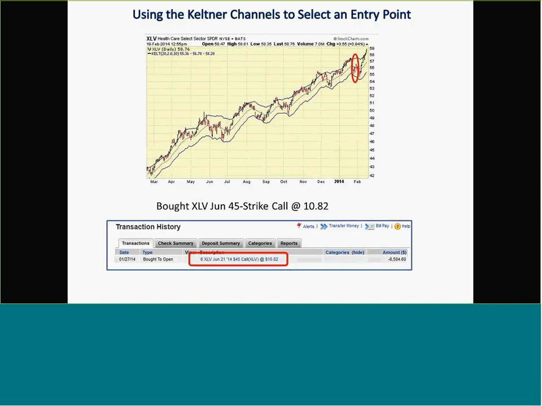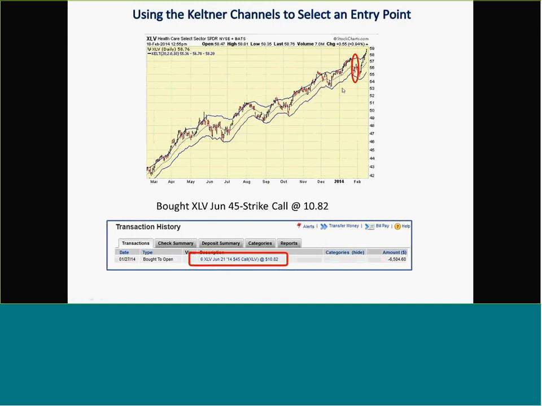So here's an example. This is for the healthcare index, and my transaction history says that at the end of January, which is right in here, I went ahead and bought the June 45 strike call. I actually have been buying the healthcare index in increments. I bought some right here, I bought another position here, and then I added to my position. And this trade, I traded 6 contracts.